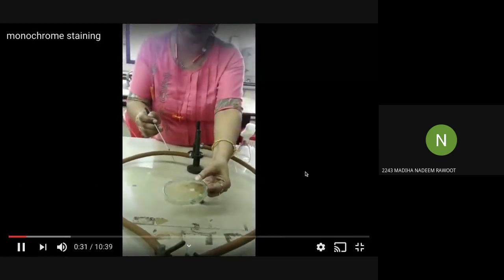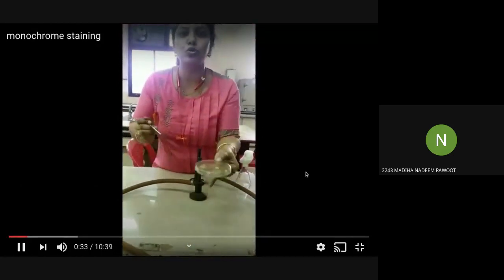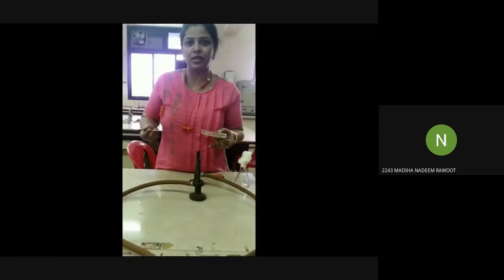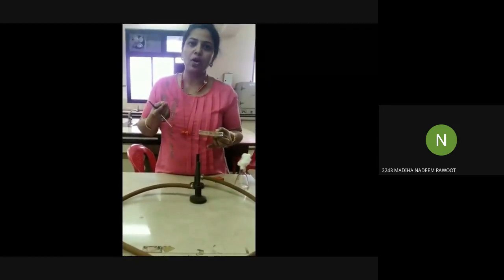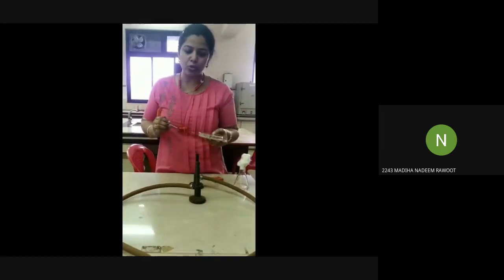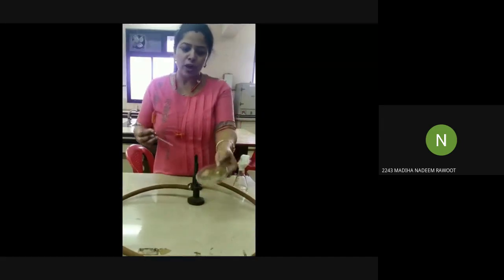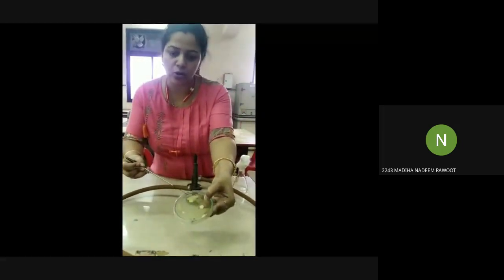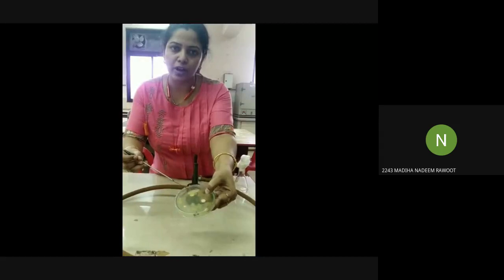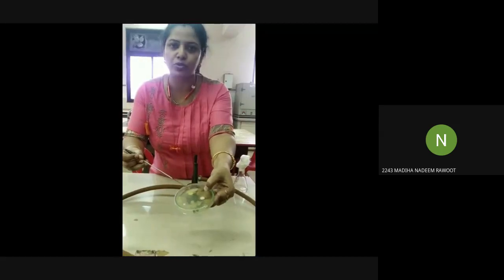We need to study them. So the first step is going to be the monochrome staining to just see the shape of whatever organism is there. Today I'll be showing you how to do it for one of the cultures. I'll be choosing this yellow one. The yellow colony that you are able to see over here, I'll be choosing that one.